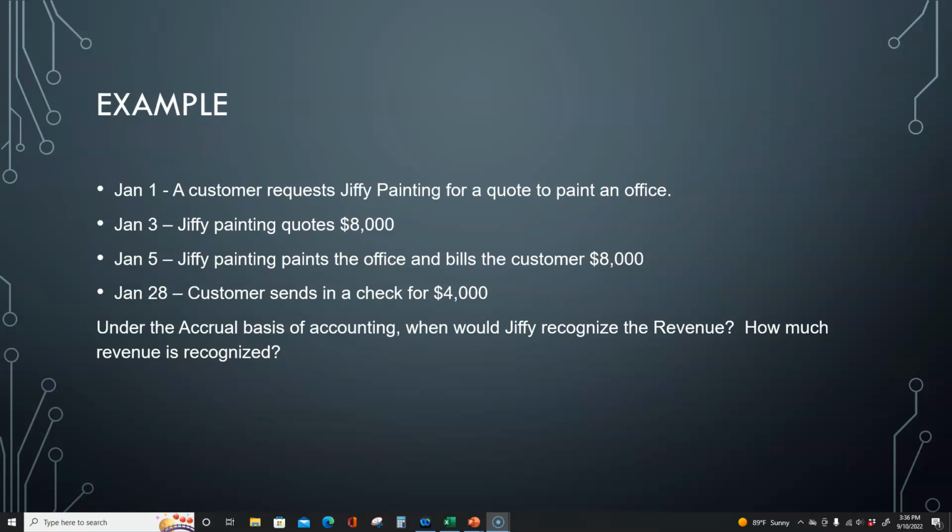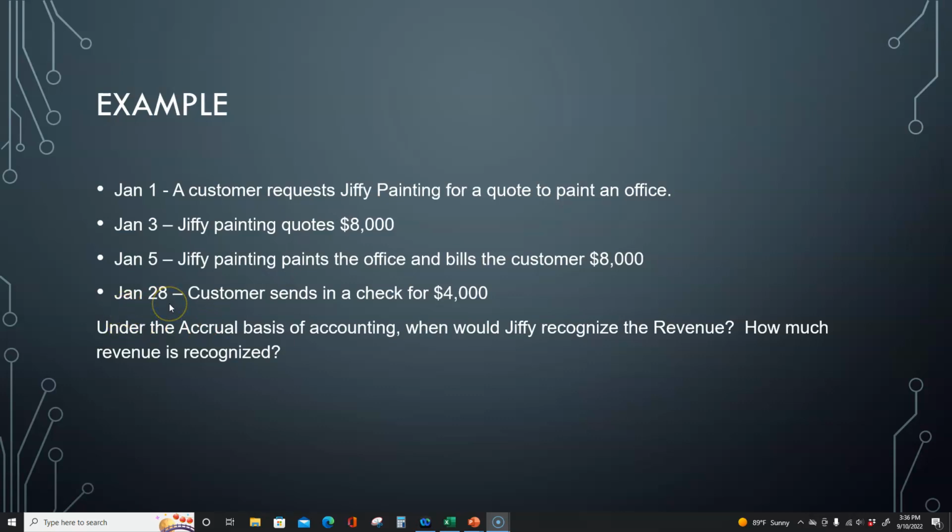How much revenue is recognized? It's the entire $8,000. They did their part. They did $8,000 worth of work. Therefore, on January 5th, Jiffy Painting will record revenue of $8,000. It does not matter that they didn't get paid on January 5th. We'll see how they account for that later on.